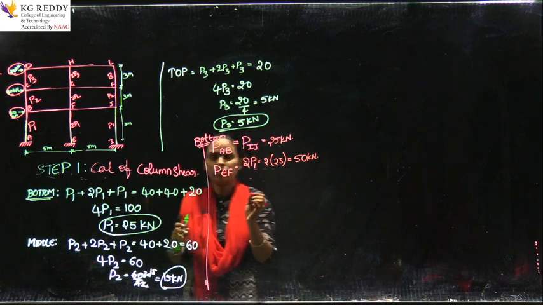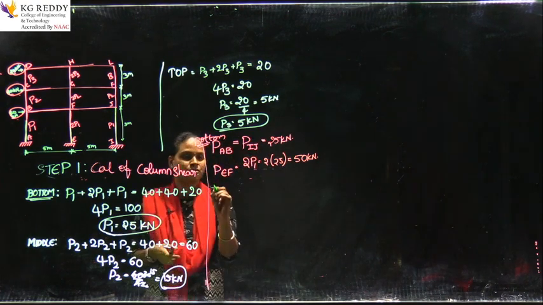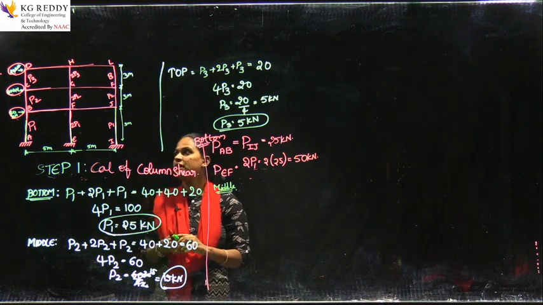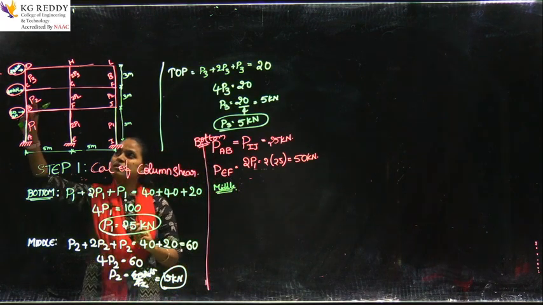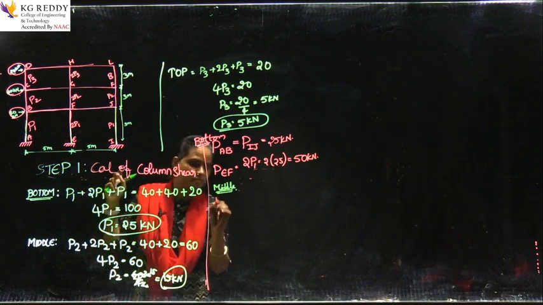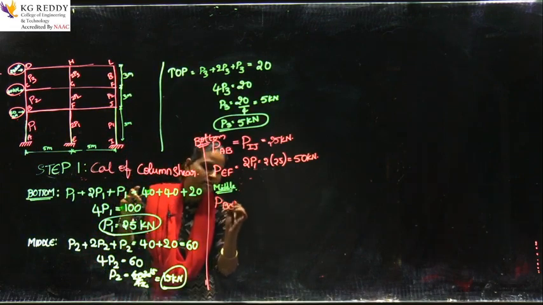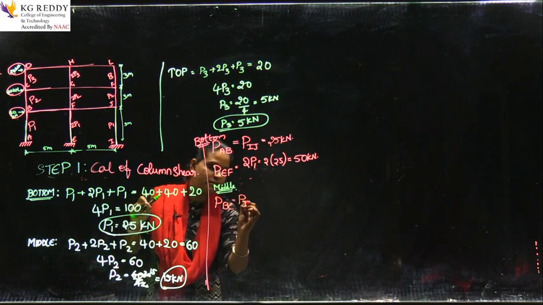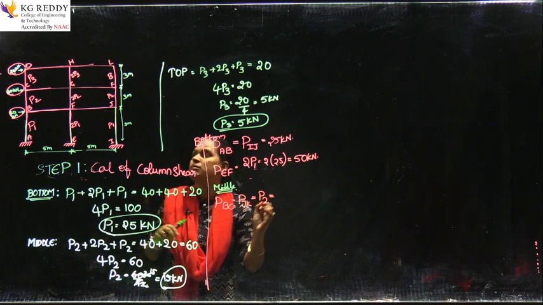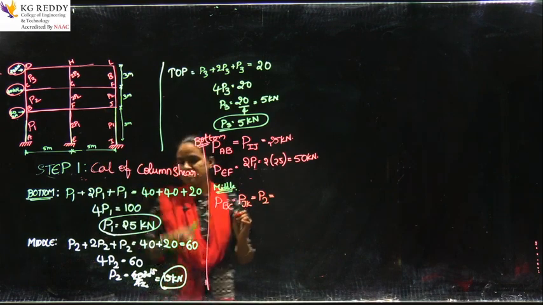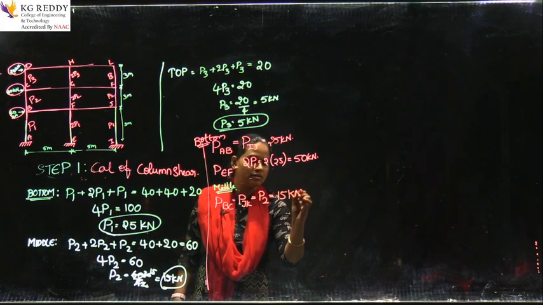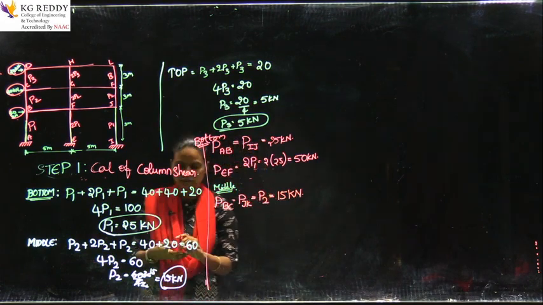So we are done with the bottom story. Now for the middle story, you have PBC equals PJK, which equals the P2 value. What is the P2 value? We have it as 15 kilonewton. Next, for the top story.